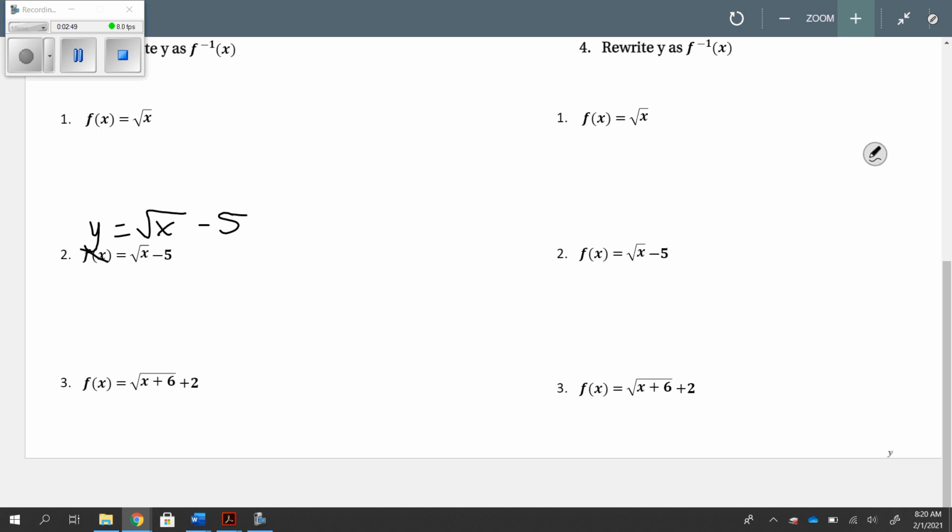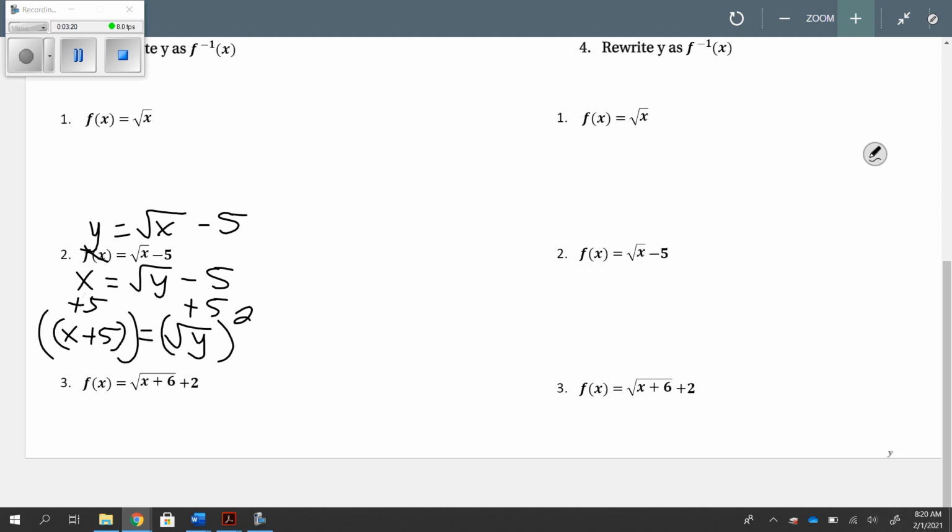Then we're going to switch x and y. So x equals square root of y minus 5. Then we're going to solve for y. First thing, we need to get y by itself. So plus 5, x plus 5 equals the square root of y. I hope you're still following me, okay? Then what do we need to do to get this square root gone? We're going to square it. Always do that. But then what we do to one side, we must do to the other.